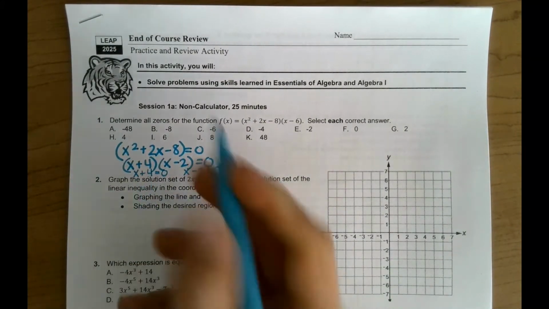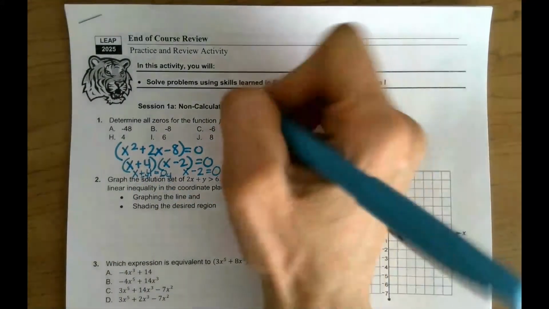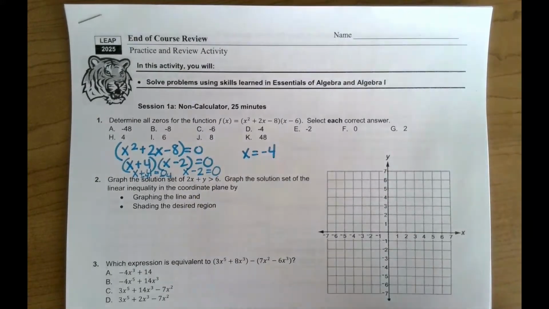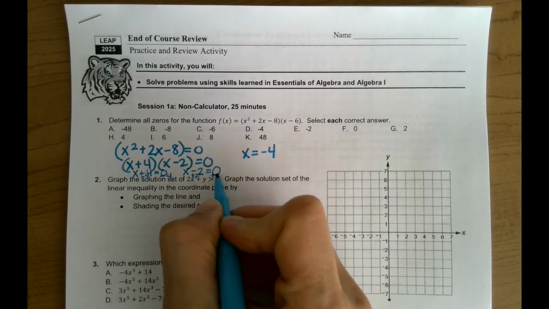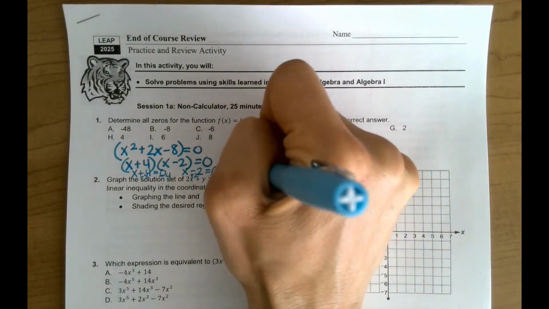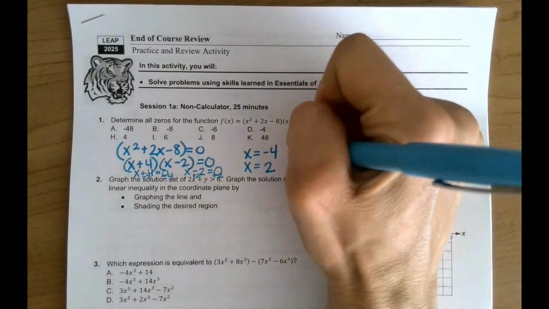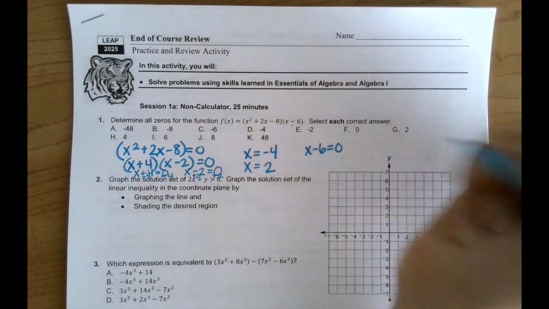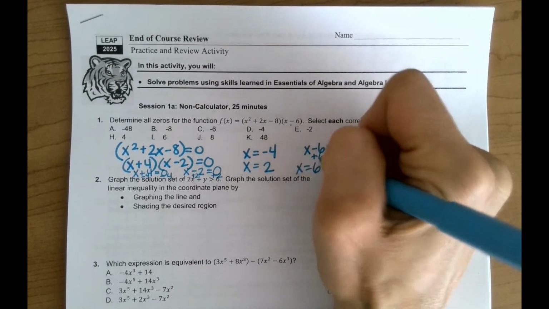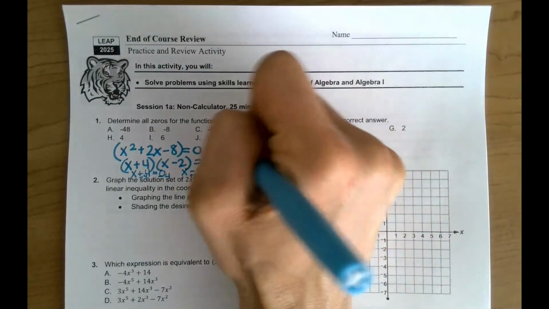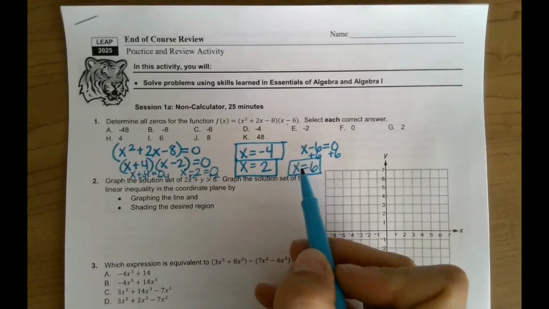If this is plus 4, I have to subtract 4 from both sides. 0 minus 4 equals negative 4. Over here I have x minus 2, so I need to add 2 to both sides. 0 plus 2, x equals 2. And then I also need to come back up here to my x minus 6 and put it equal to 0. Inverse of minus 6 is plus 6, x equals 6. So these would be the three zeros of my solution: negative 4, 2, and 6.